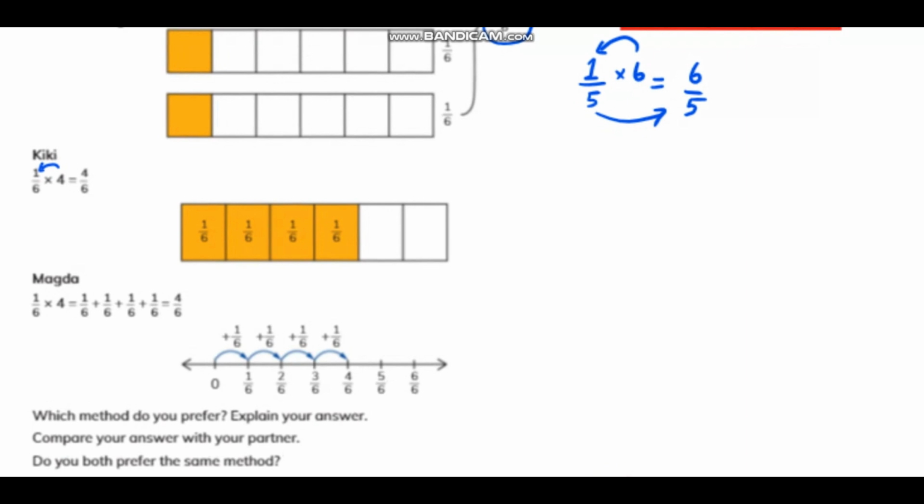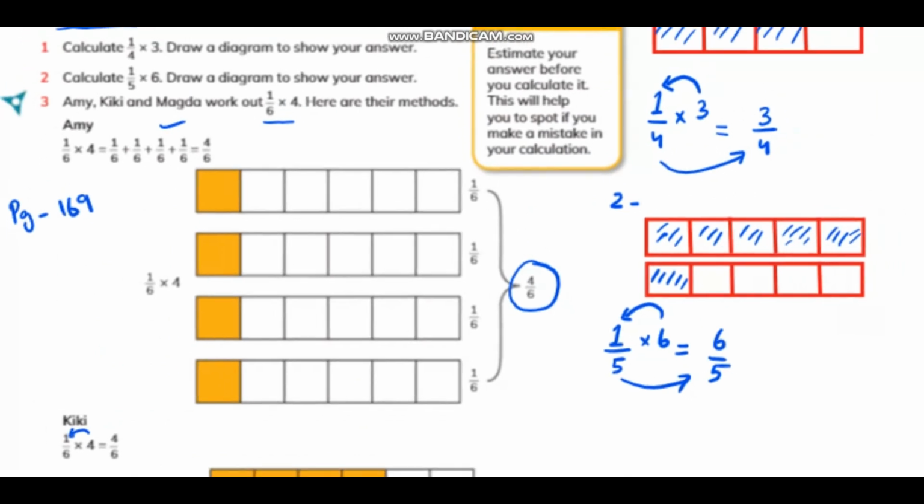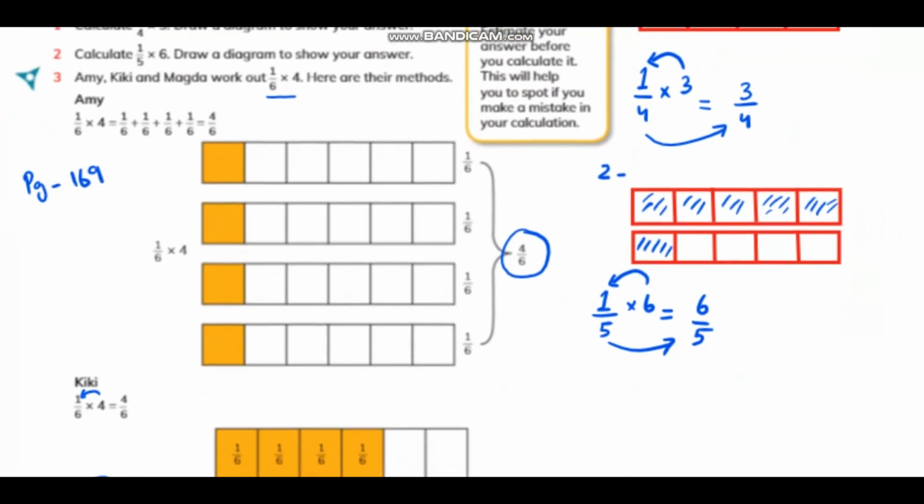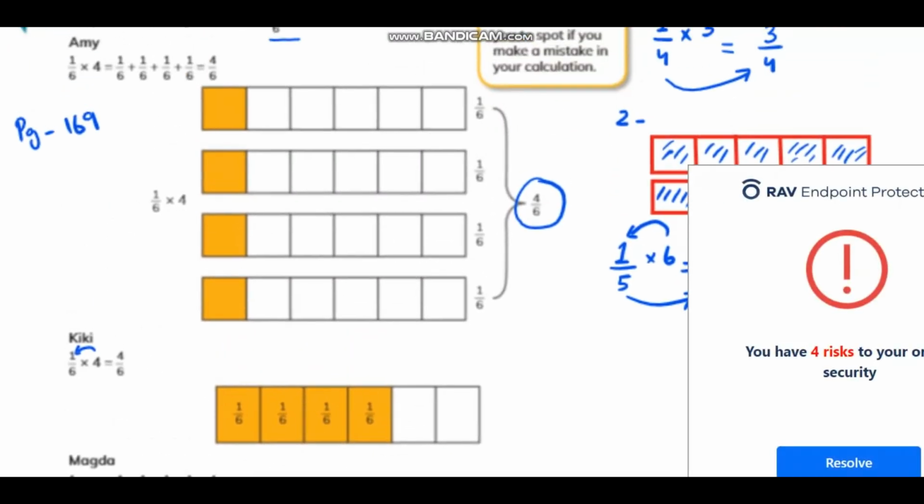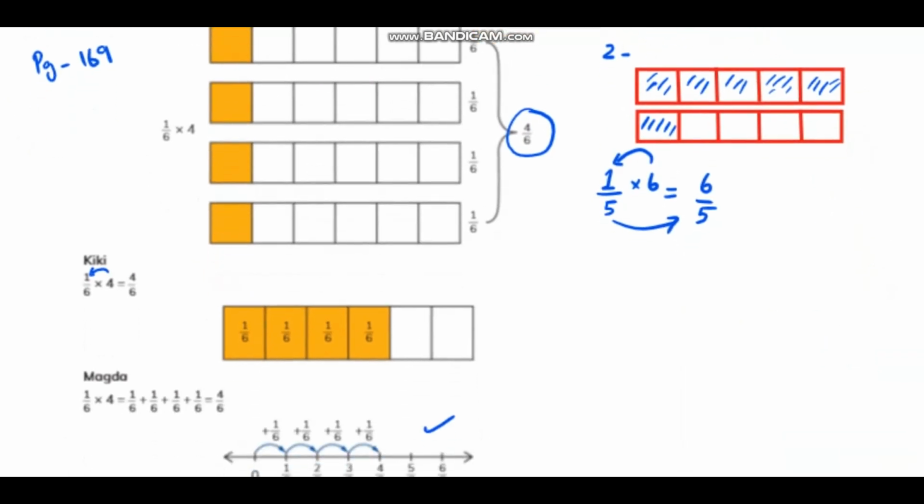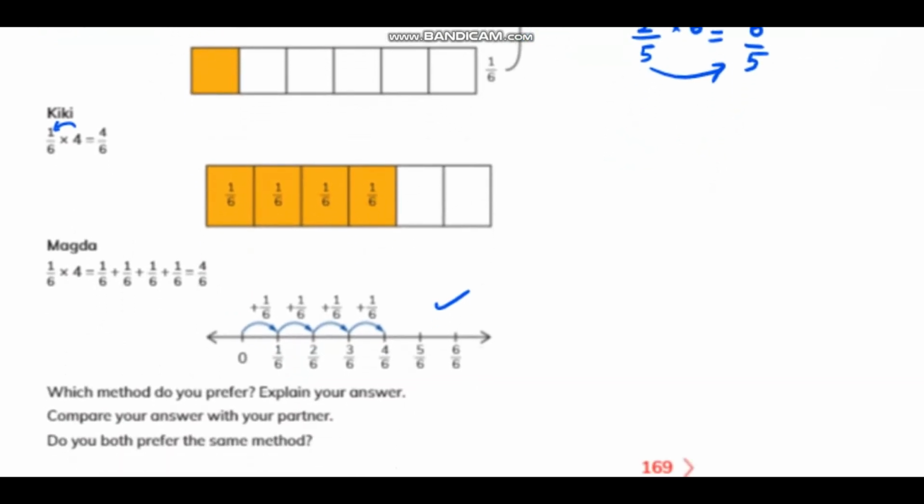How is Magda solving? Magda is solving in the same way that Amy solved. Now look here, I'm going to show you. This is the same way, but the only difference is the diagram. Just wait. Okay, so I was saying that the only difference was the diagram. You can see here the diagram. Amy used this diagram, and Magda used a number line. We call this diagram a number line.